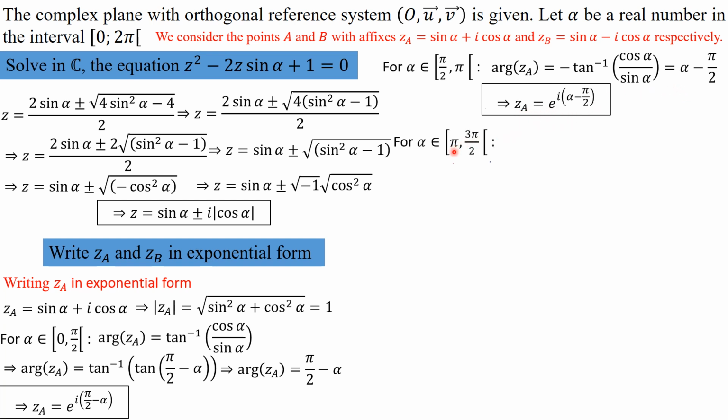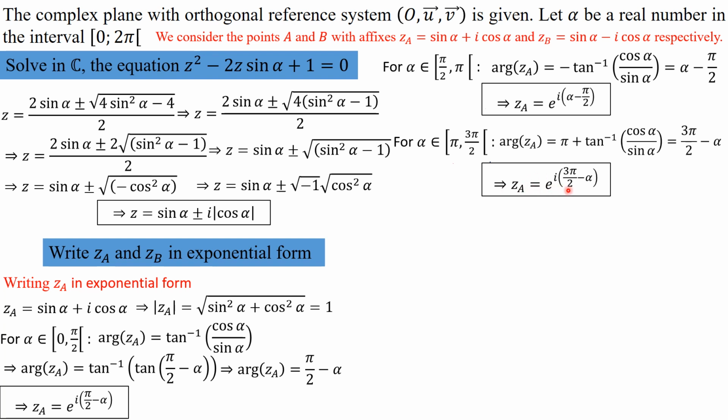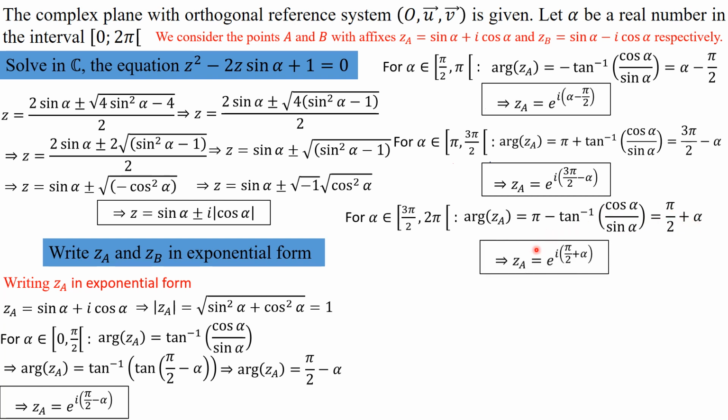Now in the interval pi to 3 pi on 2, we have this scenario. It falls in the third quadrant, because the sine is negative and the cosine is also negative. So we get our argument to be pi plus tan inverse of cos alpha divided by sin alpha, so we get 3 pi on 2 minus alpha. So this is the exponential form of za. And lastly, in the interval 3 pi on 2 to 2 pi, it falls in the second quadrant, because the sine is negative but the cosine is positive according to our graph. So we just get pi minus tan inverse of that quantity. We get pi on 2 plus alpha. So this is the exponential form.